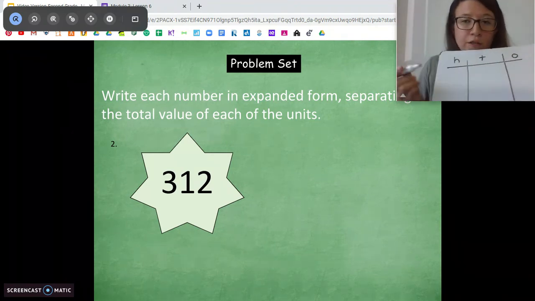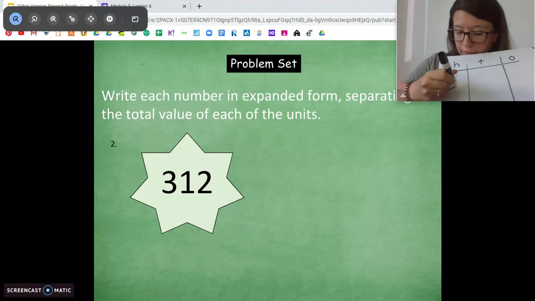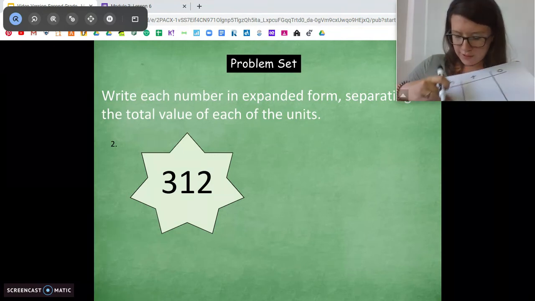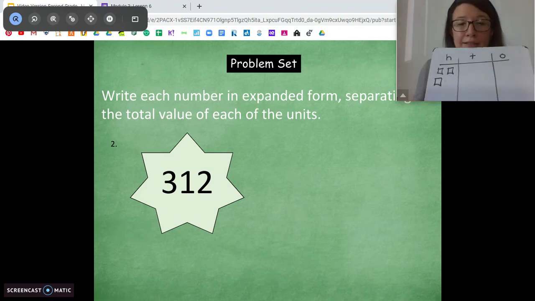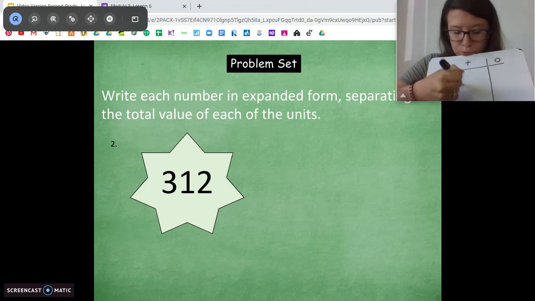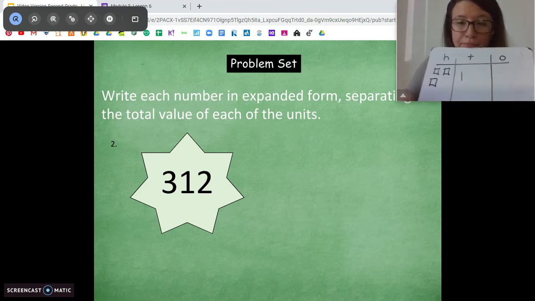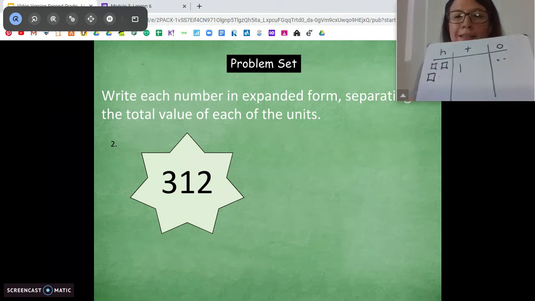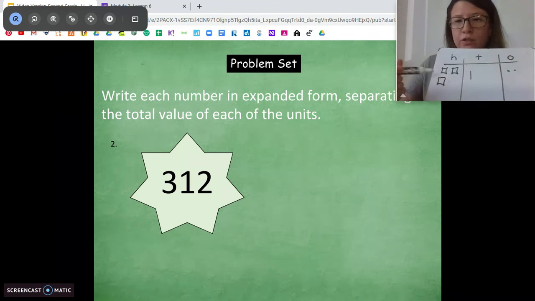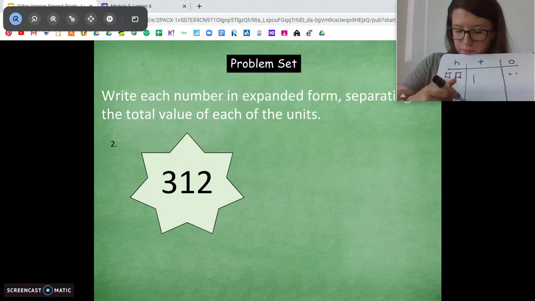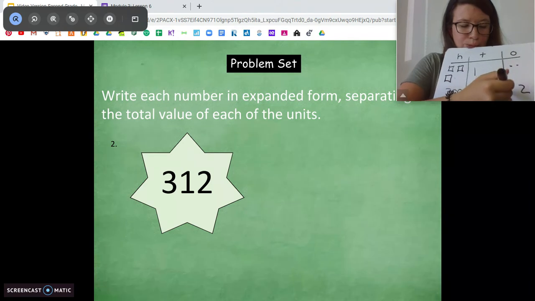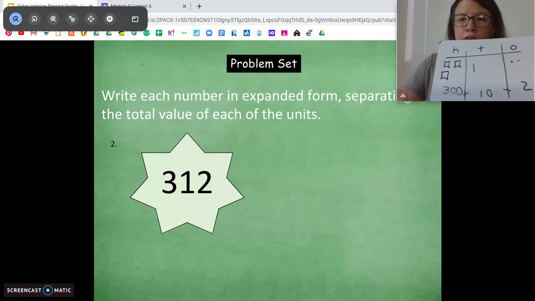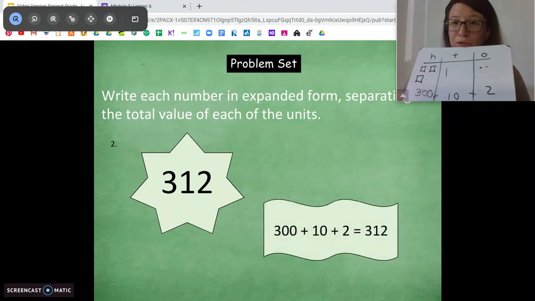Let's draw our hundreds first. 312 is our number, so we have 3. Oh, that was a triangle, not a square. 300s. Can't draw squares upside down, I guess. How many tens? Just 1 ten. And how many ones? So let's write the value of each. 100, 200, 300, 10, 2. Add them together. 300 plus 10 plus 2 equals 312.